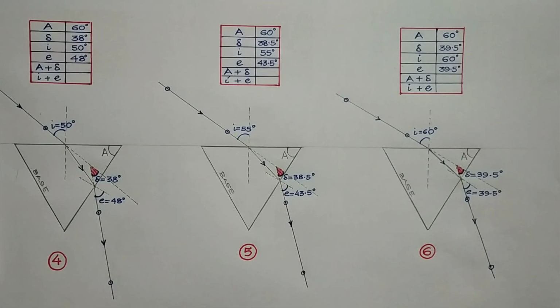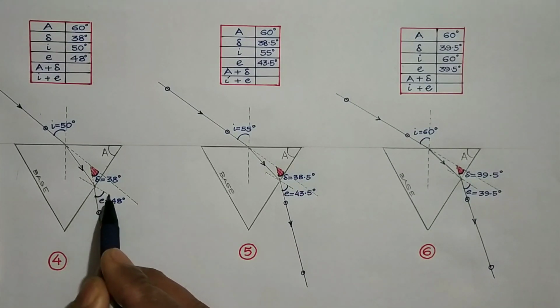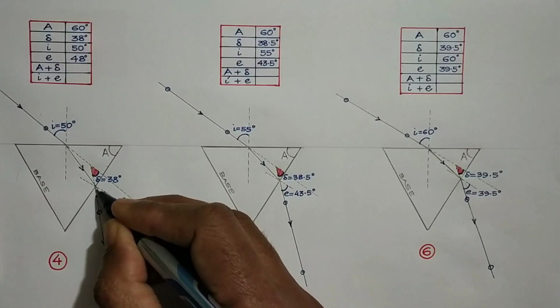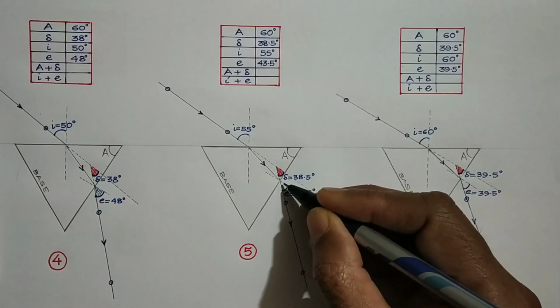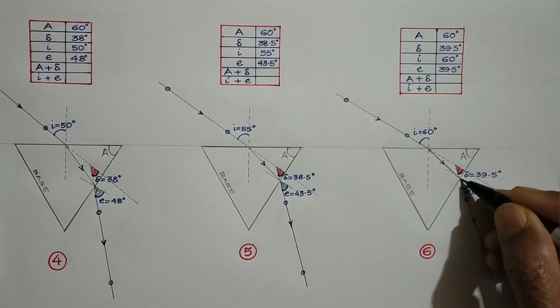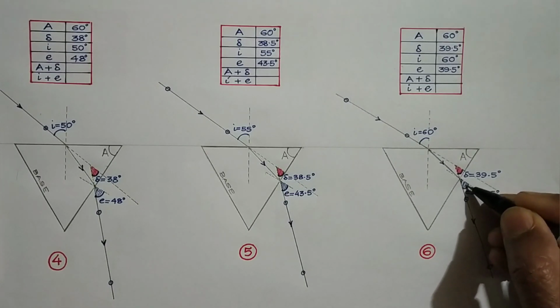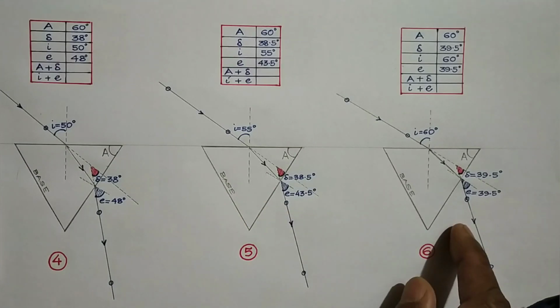And this is the angle of emergence. This is the emergent ray and the angle which it makes with the normal. Always remember students, the angle is to be measured with respect to the normal. So that's the angle of emergence. I'm representing it with blue ink. Okay, now let's verify the formula for these three sets of observations.